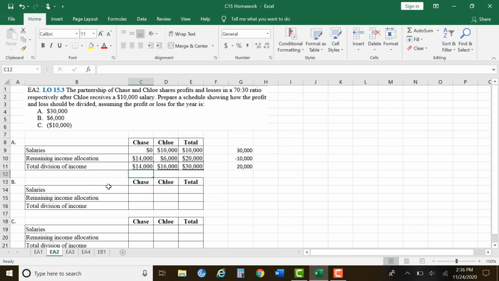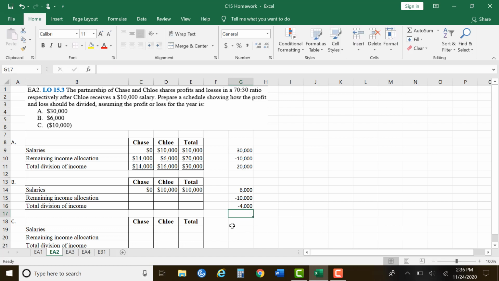Okay, so now we're going to move to, they only made $6,000. So Chase has no income. Chloe's going to get a $10,000 income still because she's working in the business. The remaining allocation of the profit, so we don't have any profit left. So this is going to look different. Let's start with how much we made. Made $6,000. Then we paid out a salary of $10,000. So we now have a loss of $4,000.